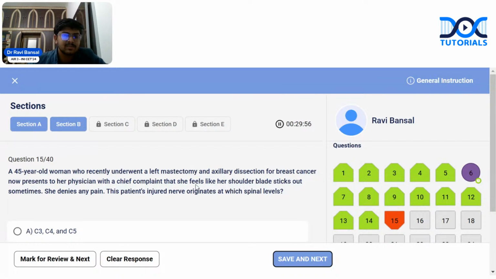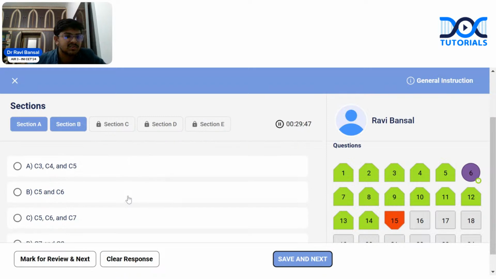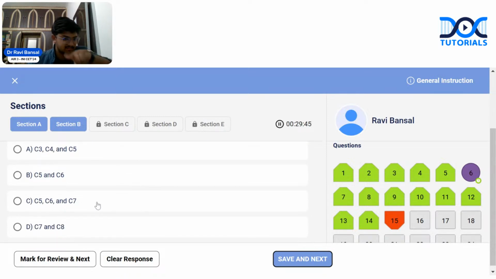So brachial plexus, you must remember, it is important stuff for PG entrance examination. So long thoracic nerve is C5, C6, C7. So you must remember that diagram, so you can remember in the examination hall.